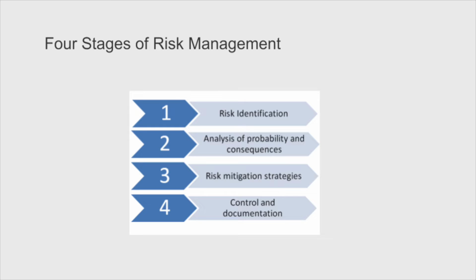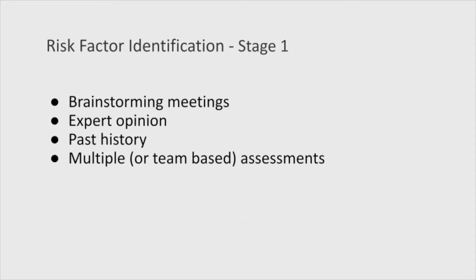And we have to next look at risk mitigation. What do we need to put in place to prevent those things from happening to start with? And then if they do happen, the 4th stage is control and documentation. What do we do if something does happen?